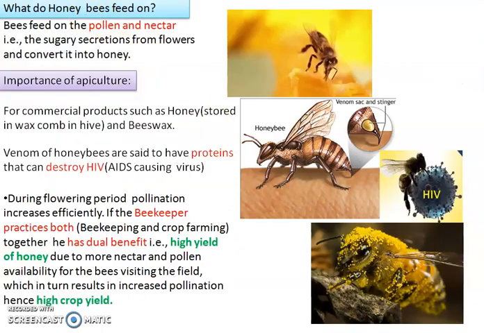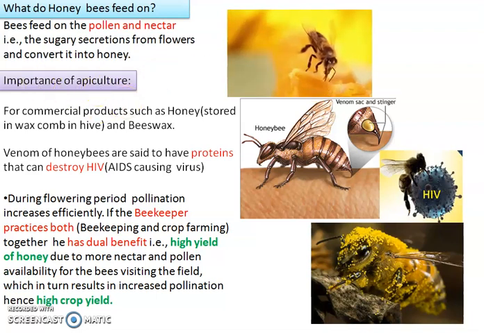Okay, now what do honey bees feed on? They feed on pollen and nectar. Their digestive system has a mechanism for processing the nectar and pollen into honey. So what is that nectar? It's a sugary secretion from the flowers which they convert into honey in their honey stomach. They have a honey stomach. So this is how they are picking up and regurgitating into the combs in the chamber.